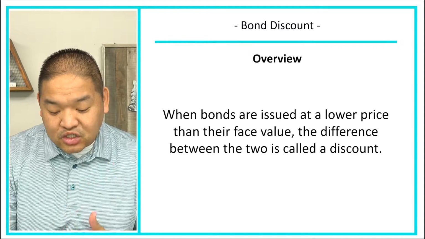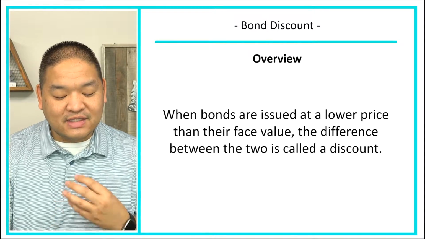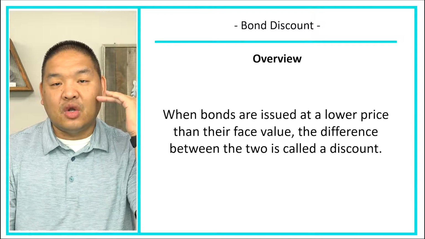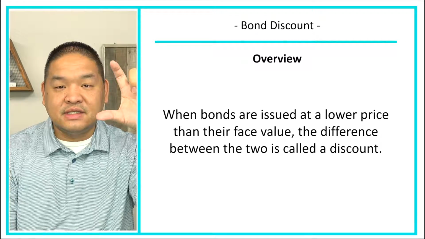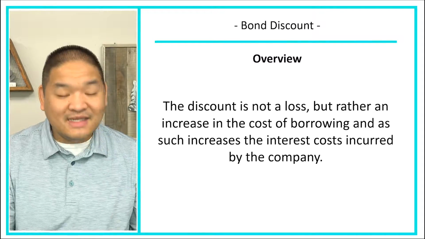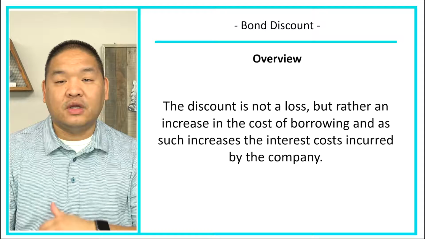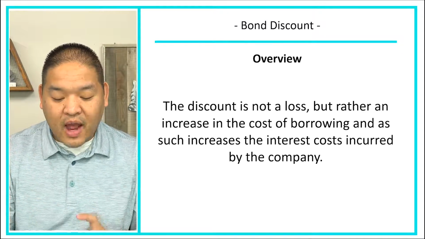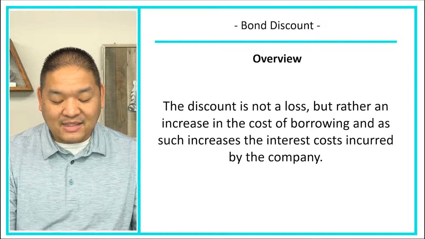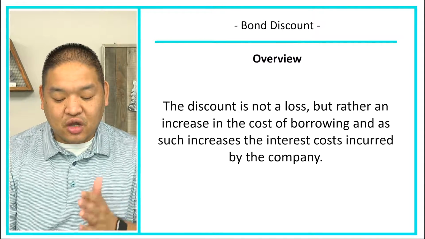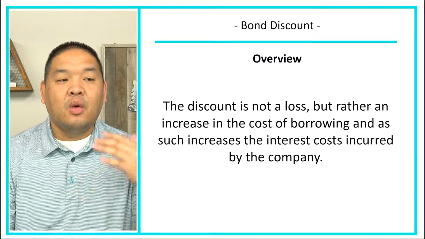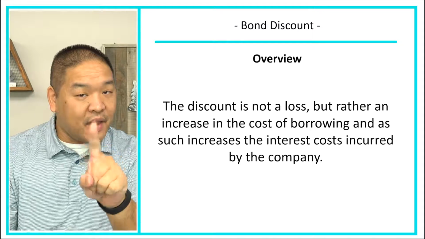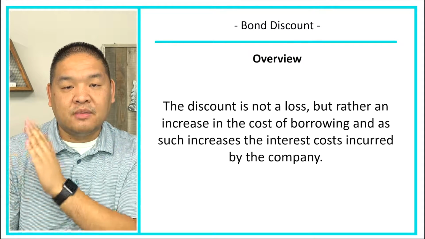So when a bond is issued at a lower price than its face value, the difference between the two is called the discount. How much they're worth versus how much we sold them for. That difference is the discount. Now, the discount is not a loss, so we don't book it as a loss. We book it as a discount on bonds payable, but rather an increase in the cost of borrowing, and as such, increases the interest cost incurred by the company. So basically, we're going to book that difference as an additional interest expense, but we're not going to pay it yet. We'll pay it when the bond matures.